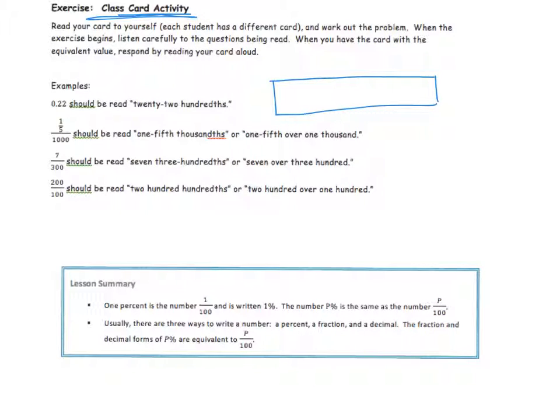So that's the activity. I want you to remember that 1/100th is the same thing as 1%, so P% is the same thing as P over 100, and usually there are 3 ways to write a number: the percent, the fraction, and the decimal. They're all equivalent to one another.